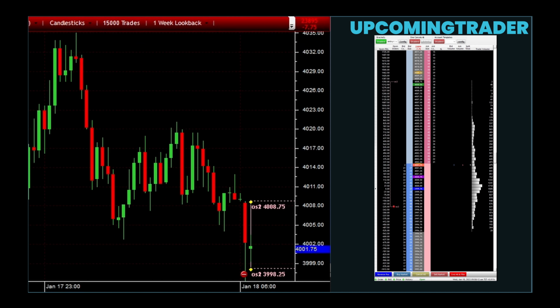Descending triangles, on the other hand, signal a potential continuation of a downtrend. In a descending triangle, the price forms lower highs, while the support level remains relatively flat. This pattern indicates that sellers are steadily gaining control, and the price is likely to break downward. A descending triangle breakout to the downside is ideally confirmed with a spike in volume, which shows that selling interest is strong and supports the continuation of the downtrend.